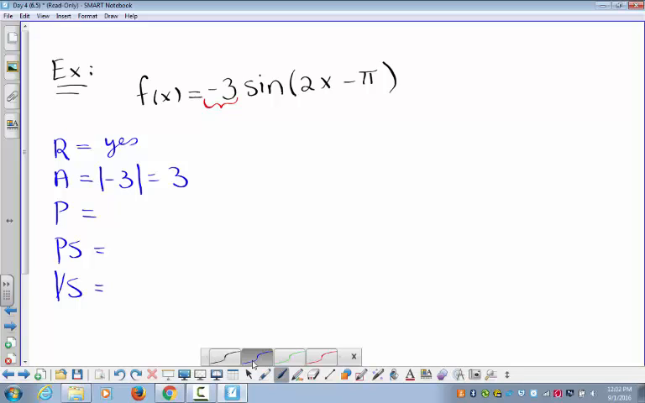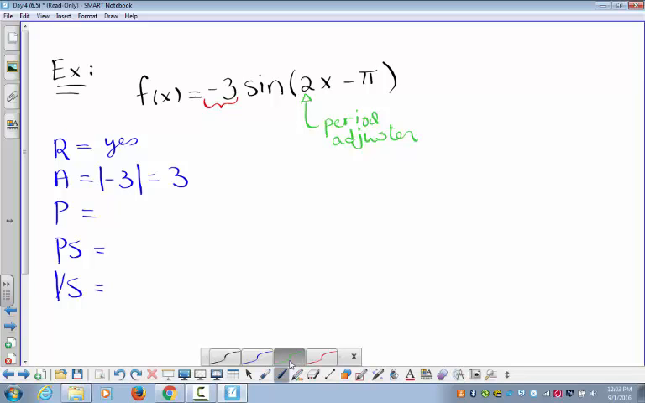Now, period. When we played with Desmos, we saw that this coefficient right here adjusted the period. So this is our period adjuster in here. That guy is what's going to change the period. The basic period we said was 2 pi.